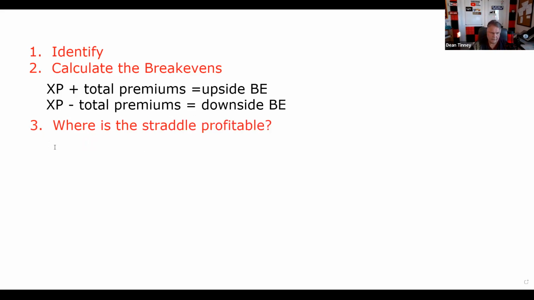If you're short a straddle, we're going to want the market price to be in between our 2 break-evens. And if we're long, we're going to want it outside of our 2 break-evens, SILO. And then the last thing we have to be able to do on a straddle is know when do we use it. When do you use a straddle?